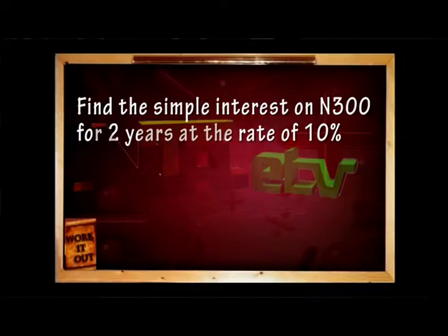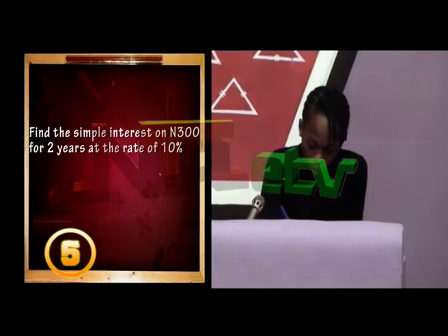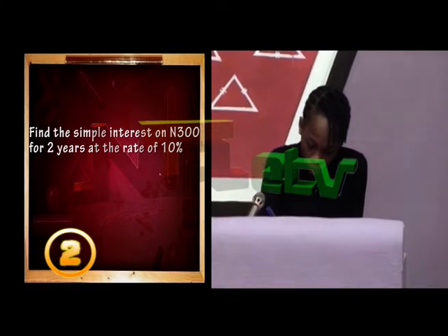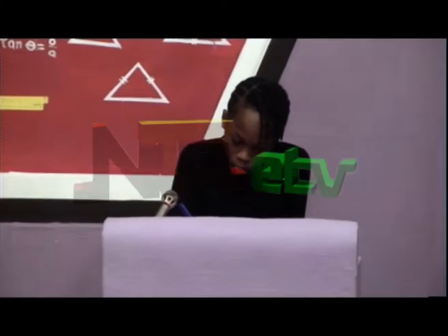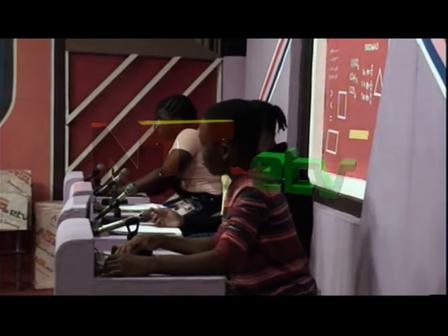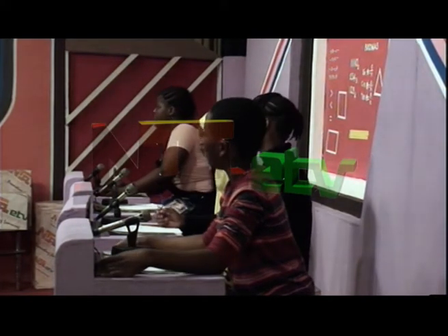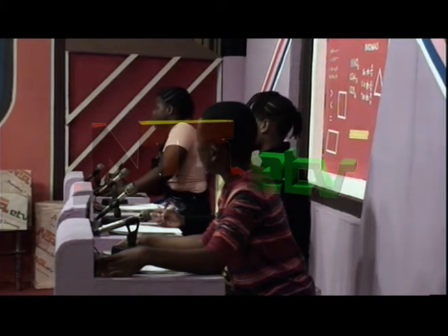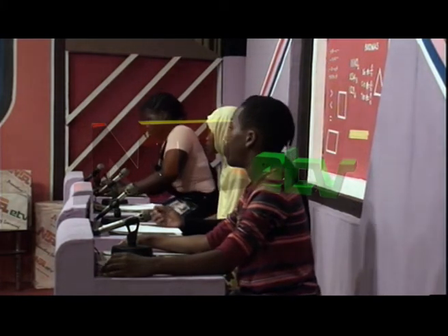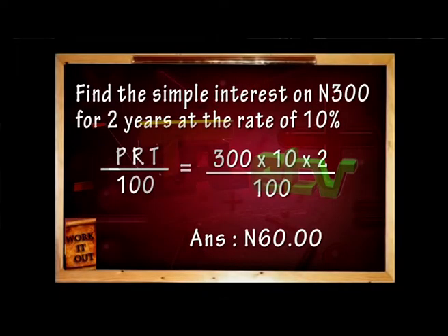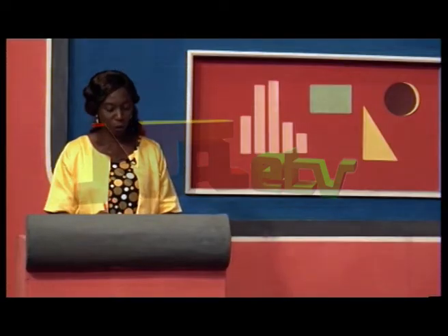C. Number 13. Find the simple interest on 300 naira for 2 years at the rate of 10%. Just tell me the answer. 6,000. No. Sorry, your time is up. Bonus. 60. Put the unit. 60%. You're wrong. D, you want to try? 60 naira. Thank you. That's a bonus to contestant D.